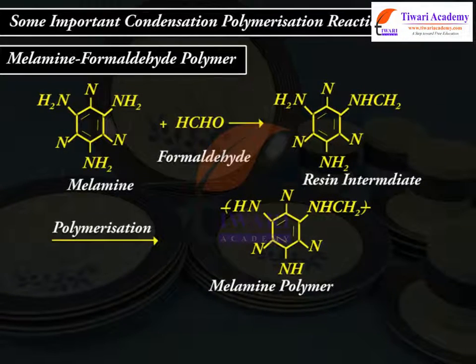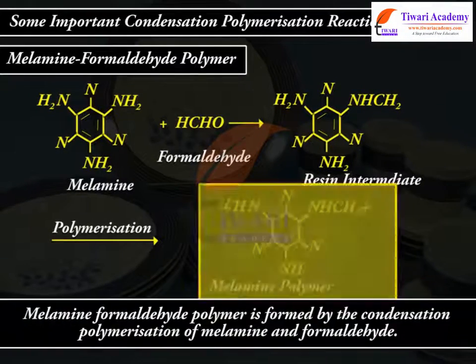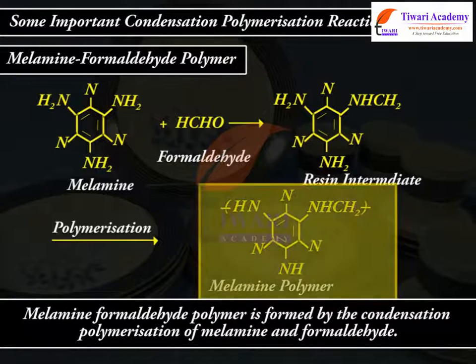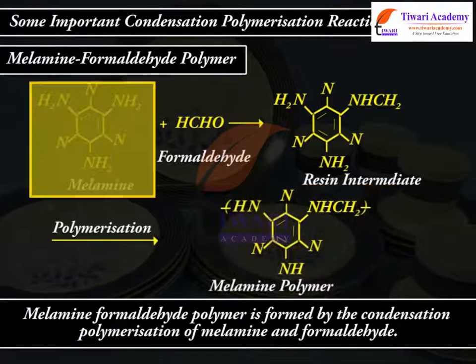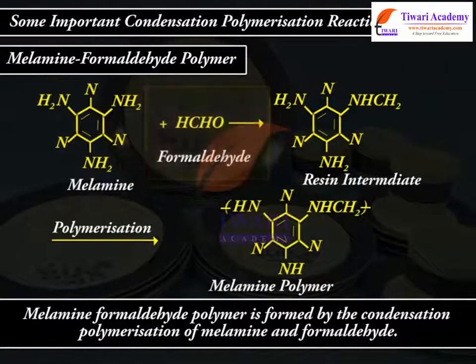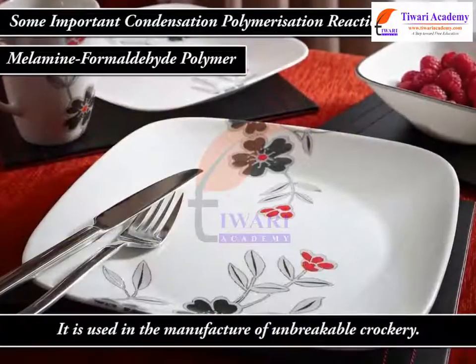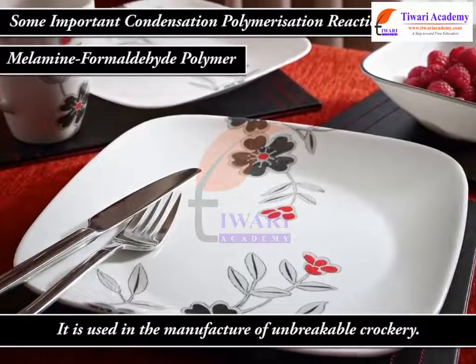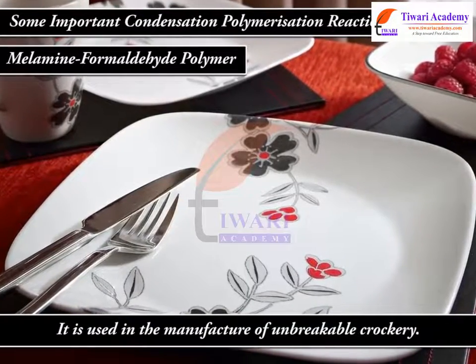Melamine formaldehyde polymer. Melamine formaldehyde polymer is formed by the condensation polymerization of melamine and formaldehyde. It is used in the manufacture of unbreakable crockery.